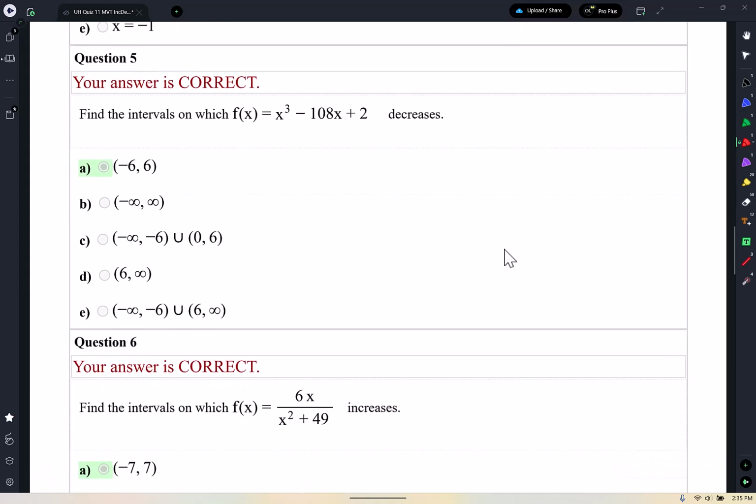Find the intervals on which this function is decreasing. Okay, so write this down. This is a side note. Side note. f of x decreases when f prime is negative.